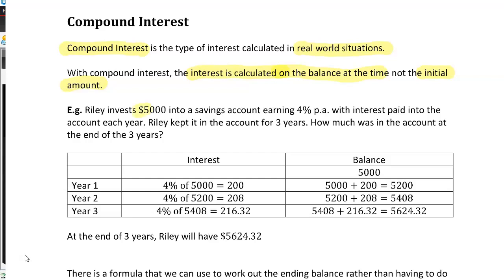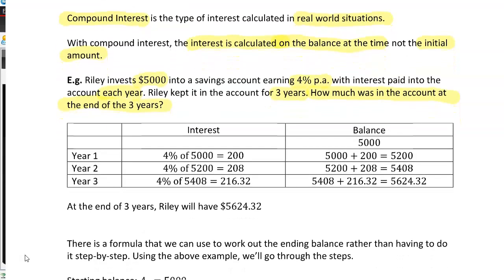Riley invests $5,000 into a savings account, earning 4% per annum with interest paid into the account each year. So it's paid yearly or annually. Riley kept it in the account for 3 years. How much was in the account at the end of the 3 years? So let's look at this table.